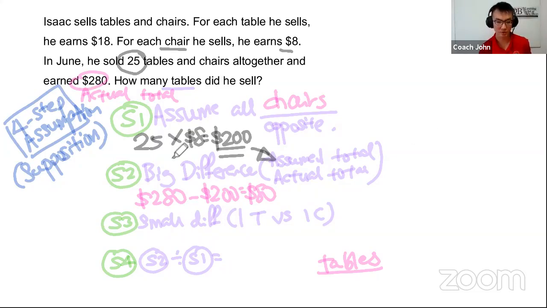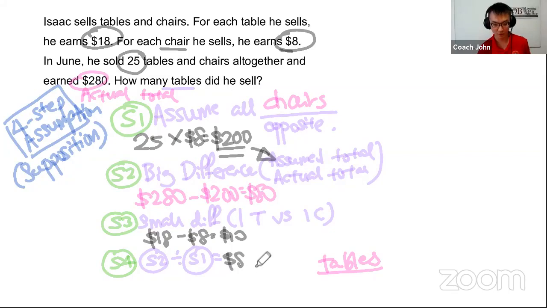Small difference is always the easiest because it's just comparing the cost of one table and the cost of one chair, which is just 18 minus 8, which is $10. And then step 4 is again the usual. So $80 divided by 10 will be 8. Okay, so that's the answer.